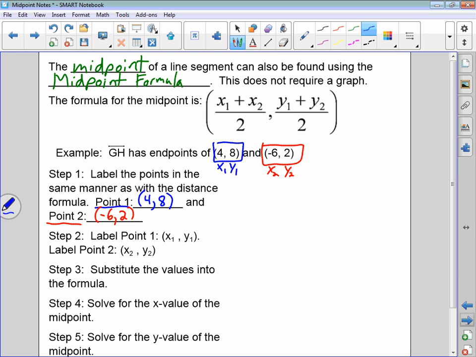So this says that 4 plus x2, which is negative 6, 4 plus negative 6, divided by 2, and y1, which is 8, plus y2, which is 2, divided by 2.